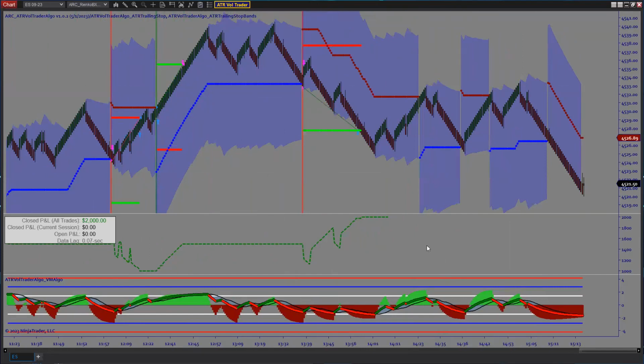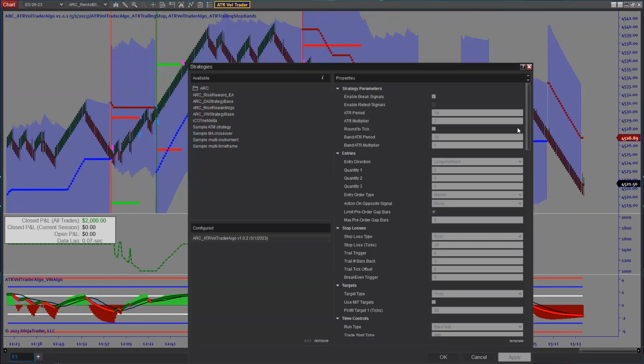Let's go into the settings. What do we have for settings here? So we have ATR period. I just leave it at 14. Like just leave it at 14. That's kind of the standard.